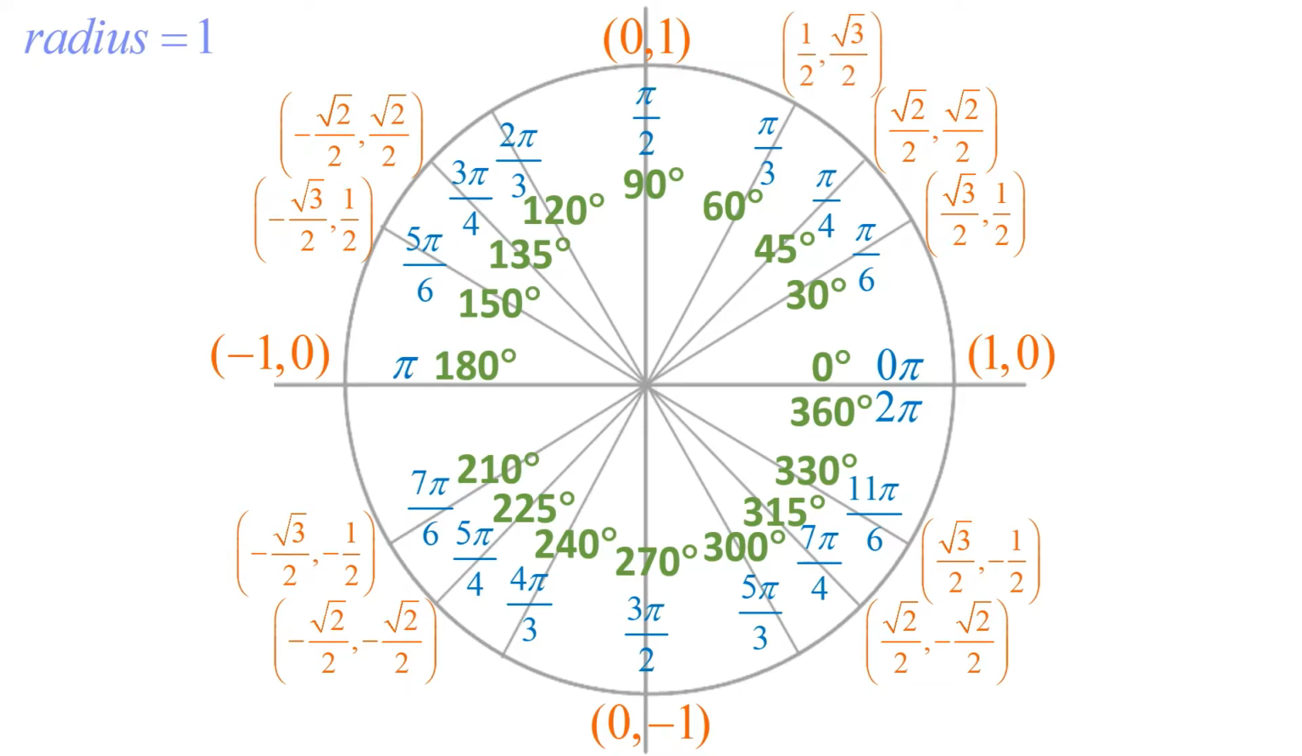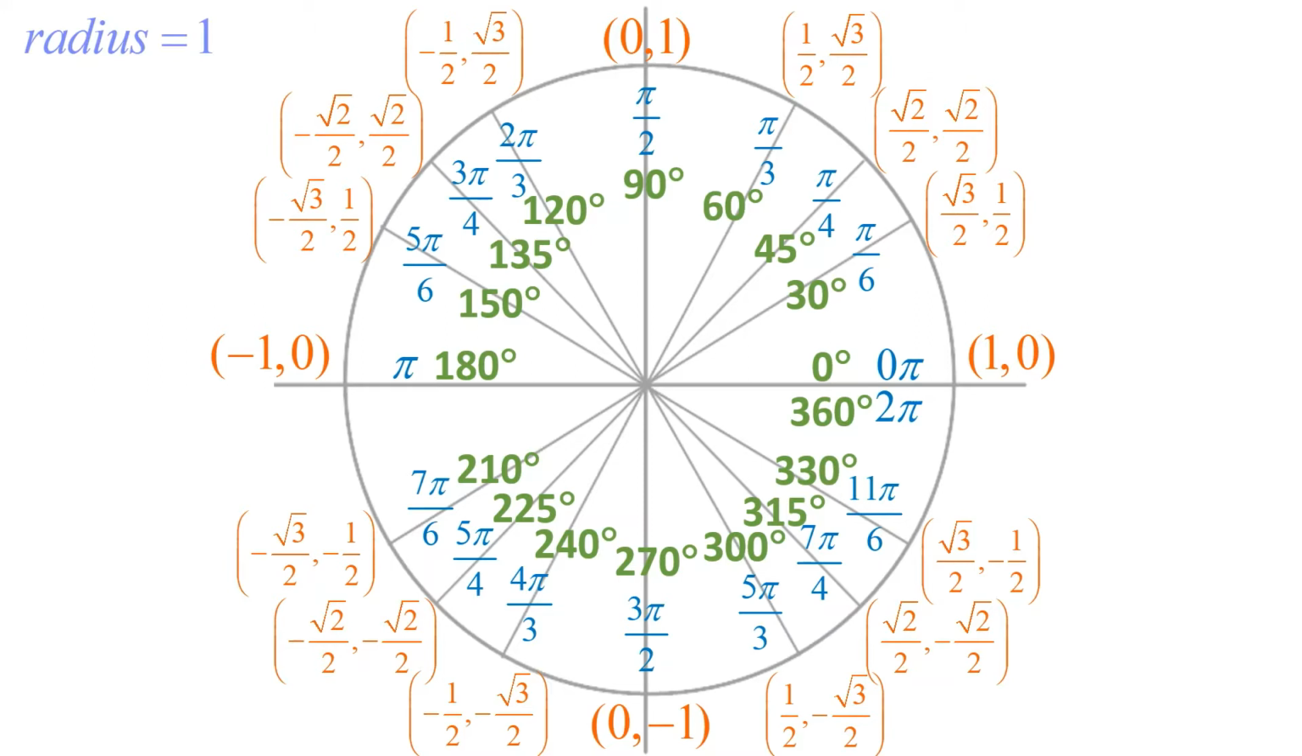Finally, we've got 1/2 comma root 3 over 2 in quadrant 1. In quadrant 2, the negative is associated with the x coordinate. In quadrant 3, negatives with both coordinates. And in quadrant 4, a negative with the y coordinate.